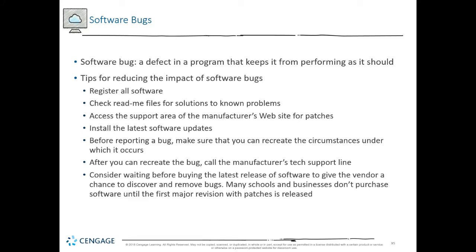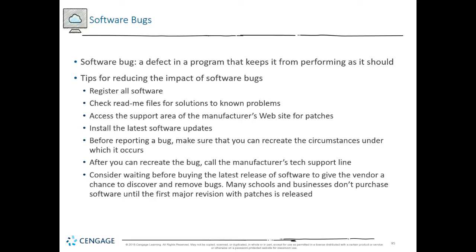Software issues and trends. Software issues include software bugs, copyright and licenses, open source software, software upgrades, and global software support. Software bugs: a bug is a defect in a program that keeps it from performing as it should. Tips for reducing the impact of software bugs.